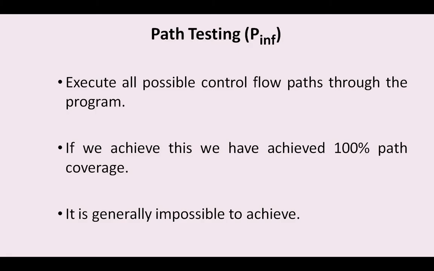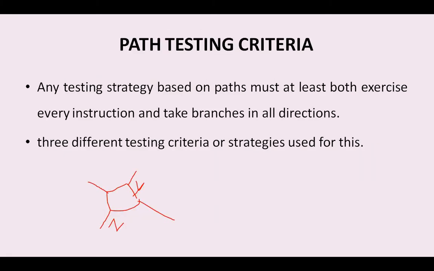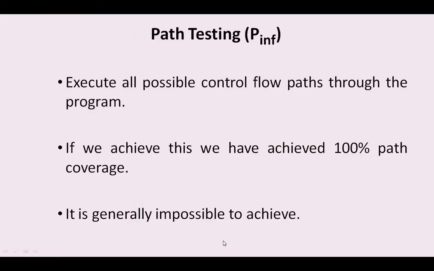Why? Because in the decisions, as we have seen in the previous slide, only one path will get executed for a given output. If the output is 1, it goes to one path. If the output is 0, it goes to another path. But at the same time, it can't go in all directions; it goes in only one direction. So normally it is impossible to achieve all the paths at one particular time.